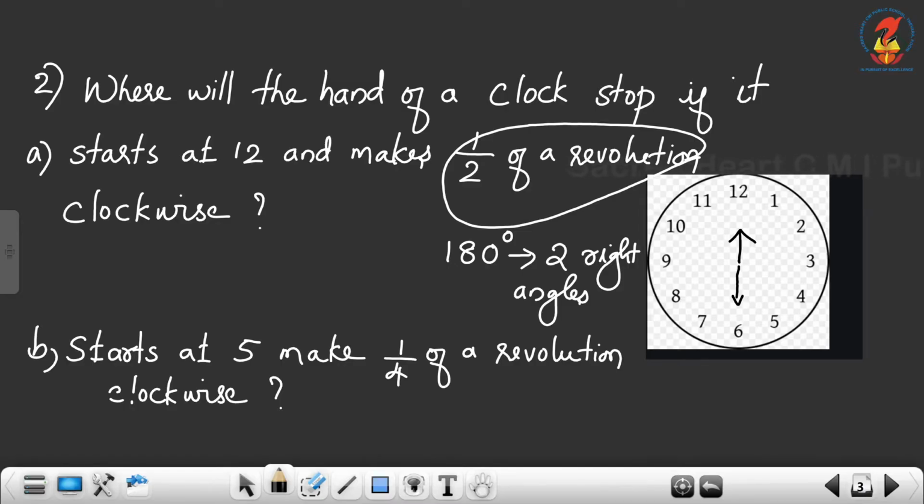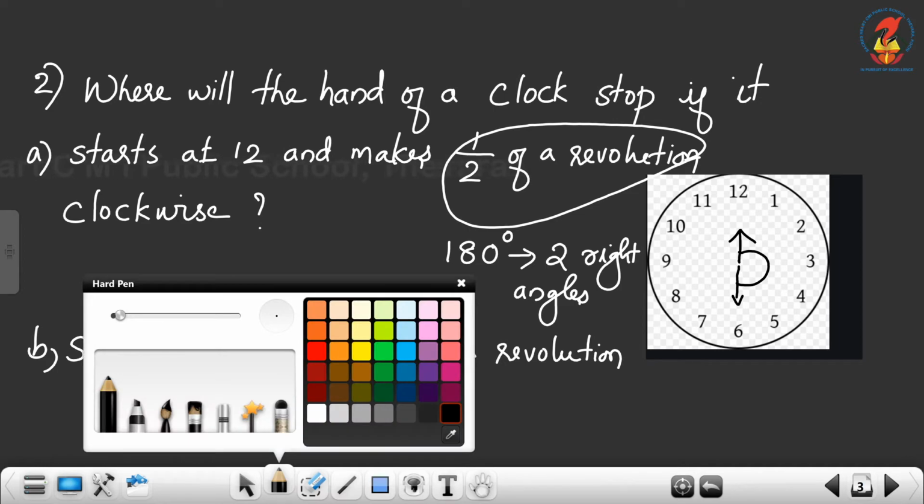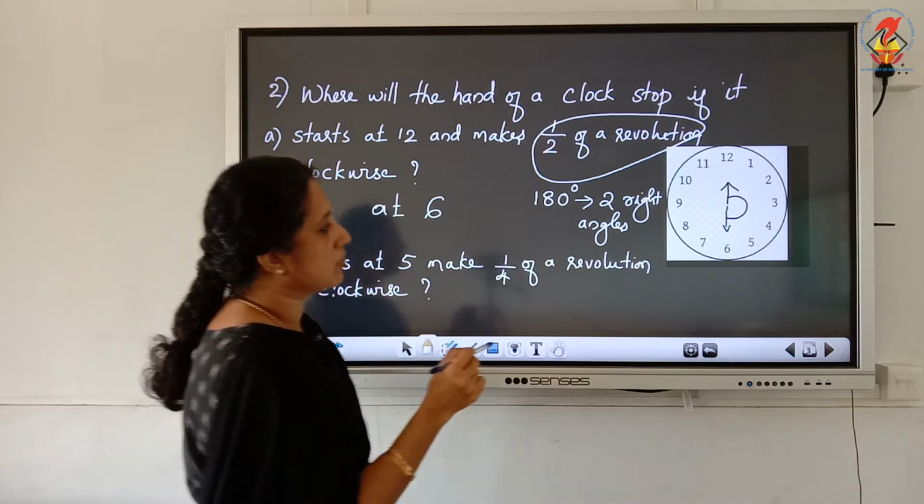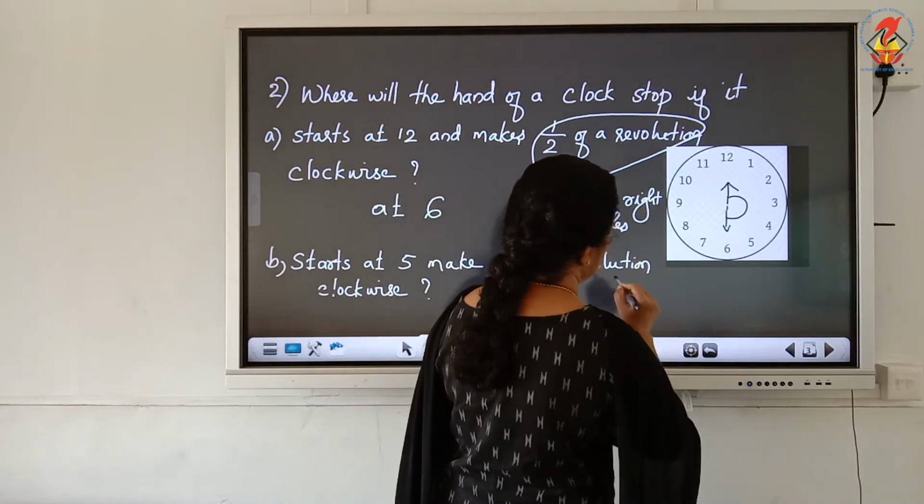Half of a revolution means 180 degrees. So it will be a straight angle, and when it makes a straight angle, the hand of the clock will reach 6. So what is the answer here? At 6. So where will the hand of the clock stop? The hand of the clock will stop at 6.